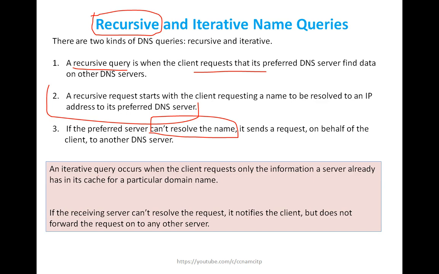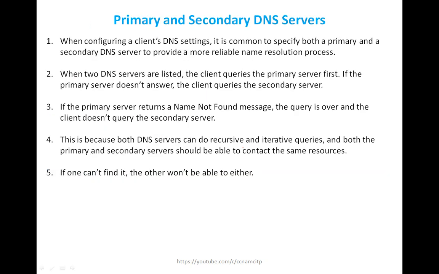Next, an iterative query occurs when the client requests only the information a server already has in its cache for the particular domain name. So you should not worry about this much information. The information is very simple. Recursive will try to give you the proper response, but in terms of iterative, it will resend that query to another server. So guys, similarly we have one more concept here, which is primary and secondary DNS server.